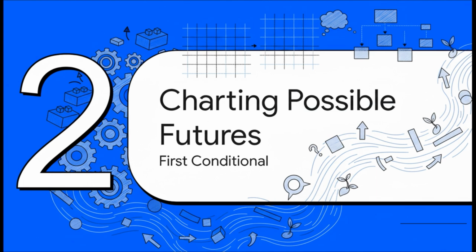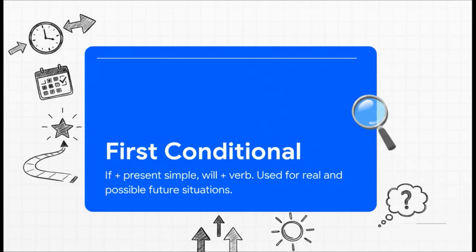All right, so we've got the absolute laws down. Now let's step into the world of what's possible. We're not talking about universal truths anymore. We're talking about what could very well happen in the future. And for that, we have the first conditional. The form changes just a little bit. We still start with if and the present simple, but look at the result. Now we use will plus a verb. This is your go-to for making plans, for predictions, and for talking about the likely outcome of your actions.